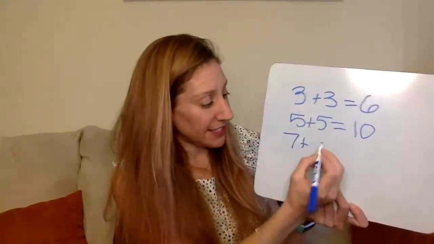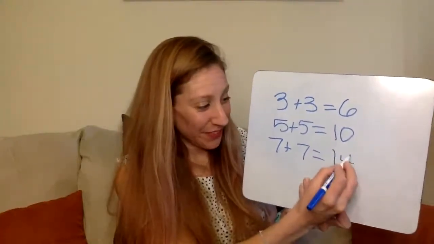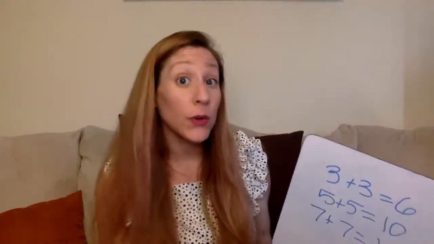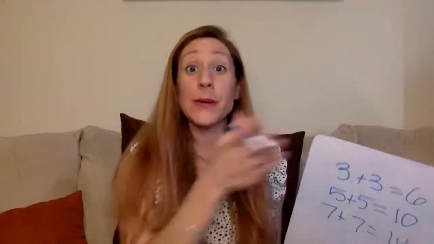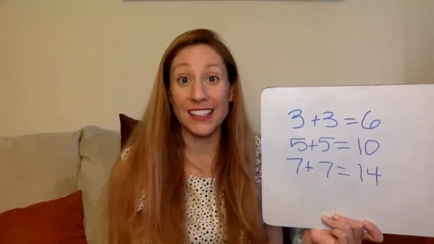Or 7 plus 7 was 14. And we also noticed the pattern when we added just one more each time. So 1 plus 1 was 2, 2 plus 2 was 4, 3 plus 3 was 6. It was going up by 2s every time. So we learned our doubles facts.